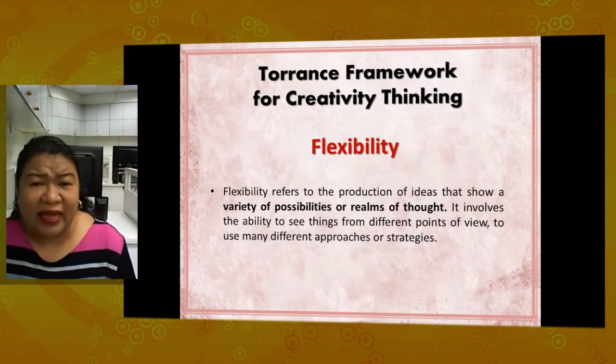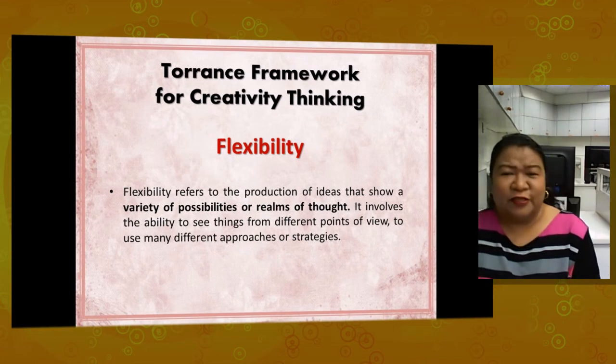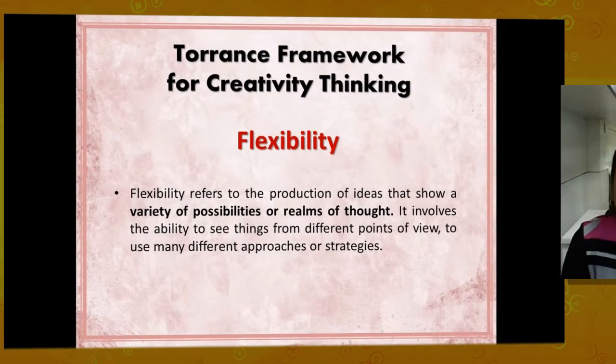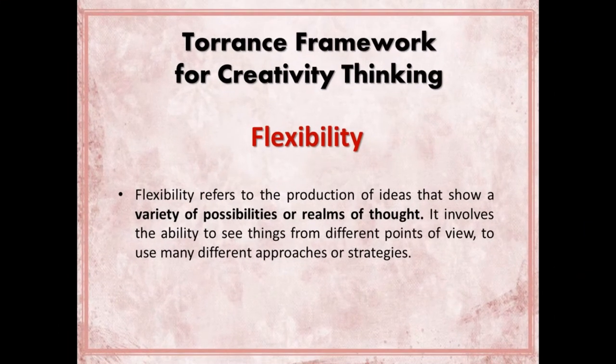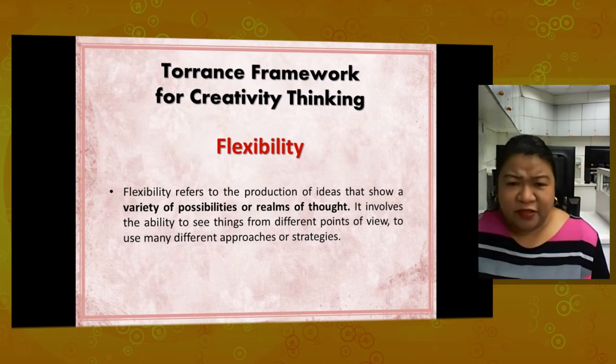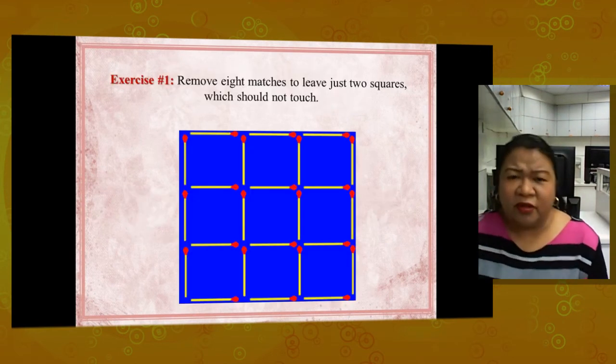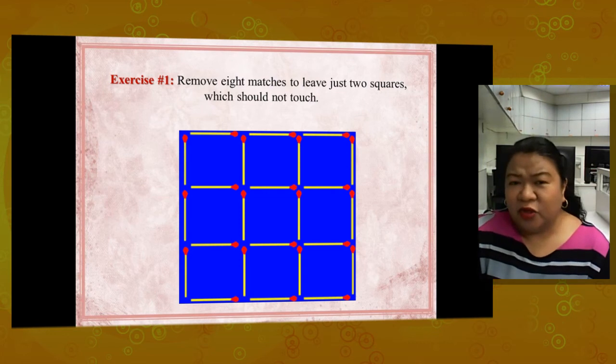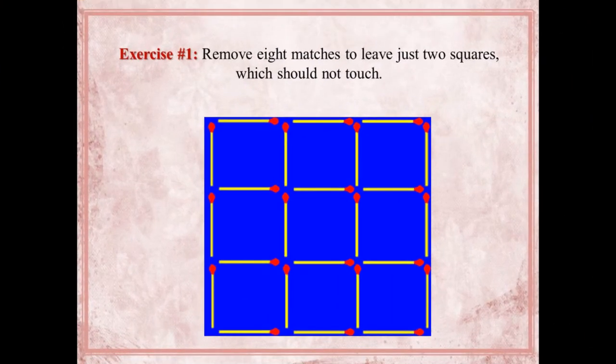So the next one is flexibility. Flexibility refers to the production of ideas that show a variety of possibilities or realms of thought. We do not box ourselves into a certain way of thinking. That's why we're flexible in our ideas. Okay? So for example, here, if I ask you to remove 8 matches to just leave 2 squares.